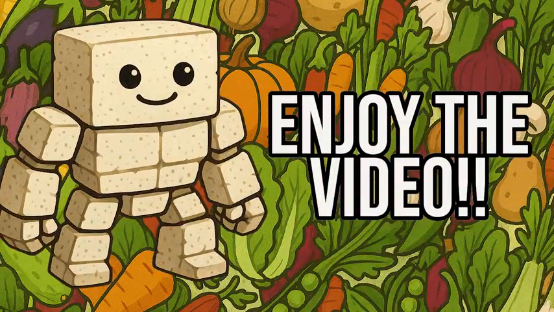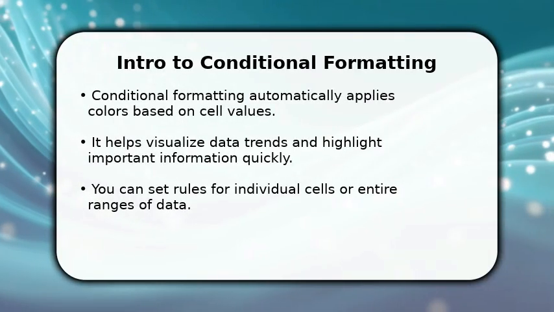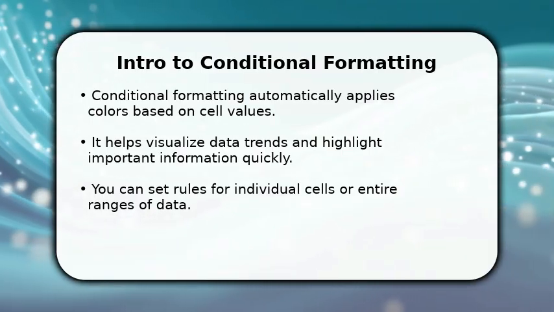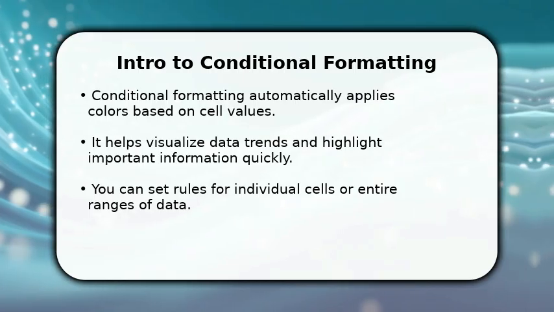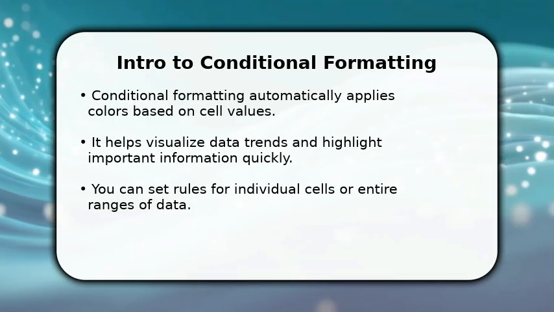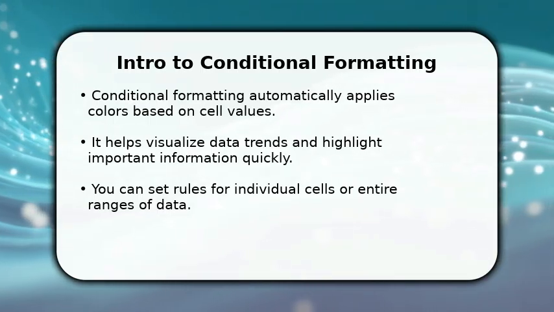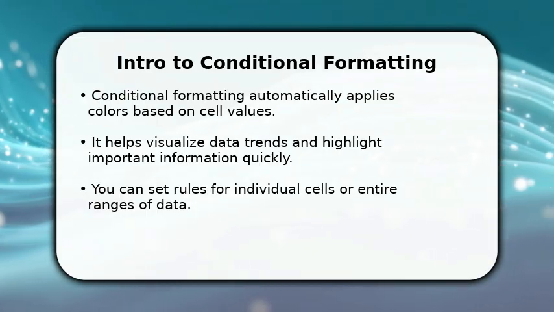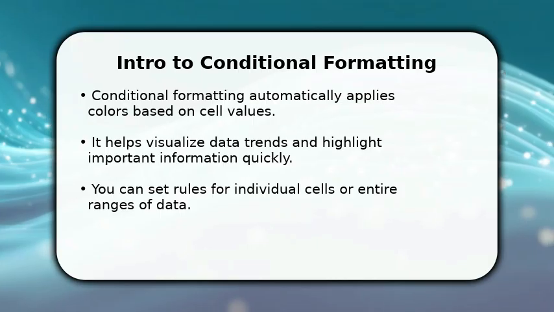Please enjoy the video. In this video, I will explain how to use conditional formatting in Excel for color. This powerful feature automatically applies different colors to cells based on their content, making your data much easier to understand at a glance. It helps you quickly spot trends, outliers, and key information without manually sifting through numbers.